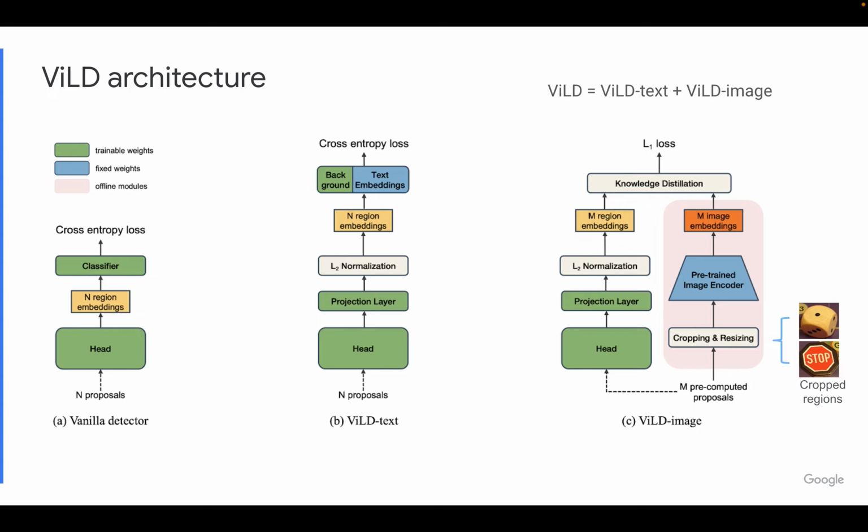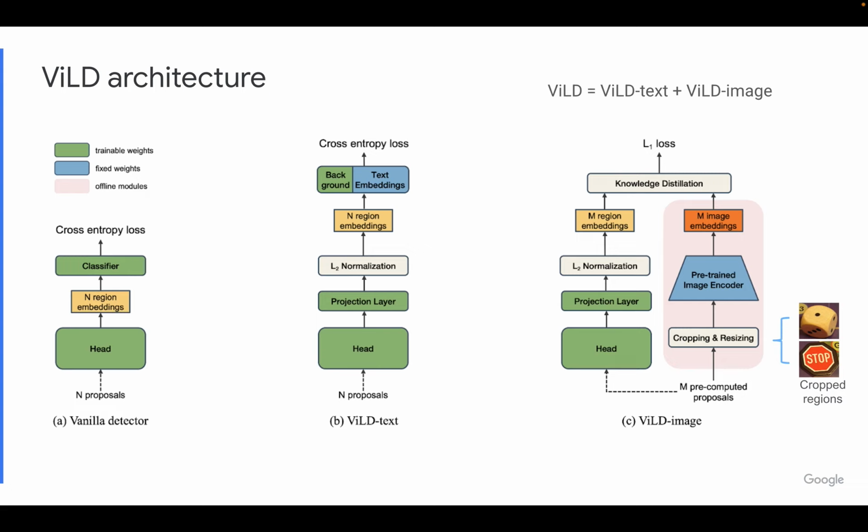And the region embeddings are now trained to align with the text embeddings. In practice, we simply treat these text embeddings as a classifier, because computing the cosine similarity between text embeddings and region embeddings, after normalization, is just a dot product, which is the same as a learnable classifier. So you can think of these text embeddings as a classification layer, but they are not trained. They are always fixed.